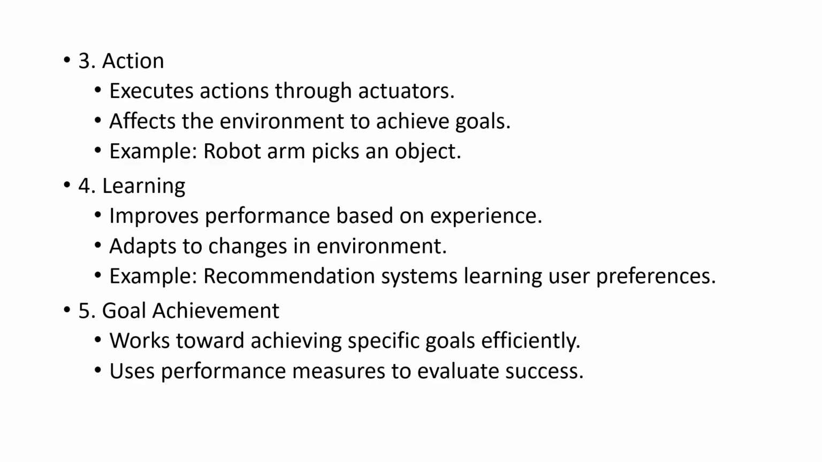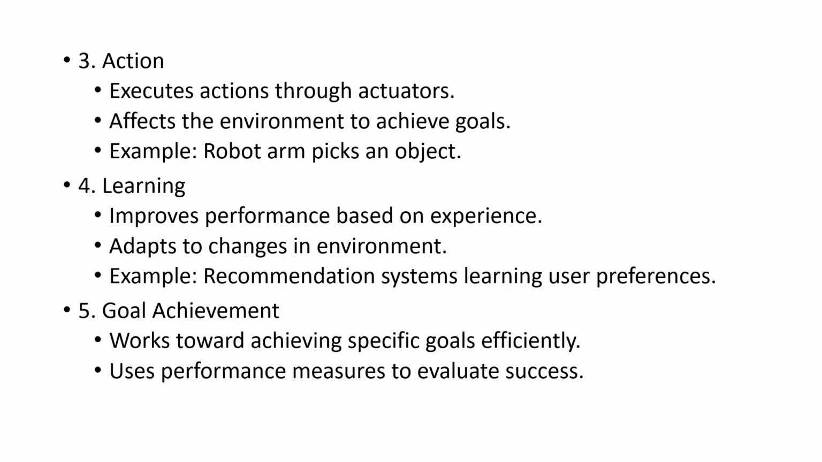Next is action. So after finalizing the action, they execute actions through actuators that affect the environment to achieve the goals. For example, we can say that a robot picks an object. For a self-driving car, applying brake or turning the car to left or right. So all these are actions.